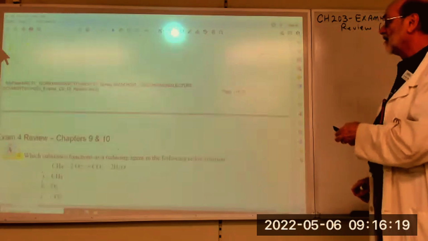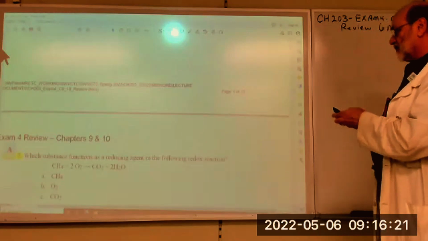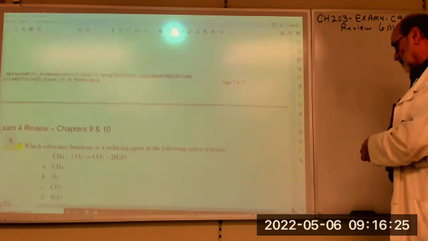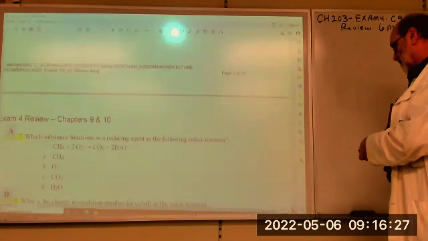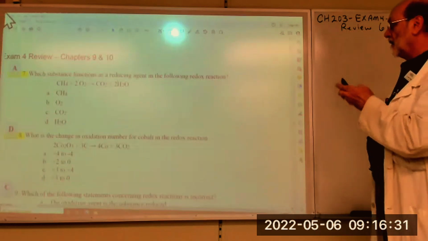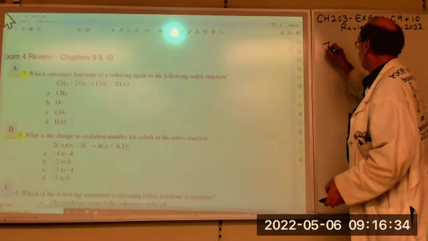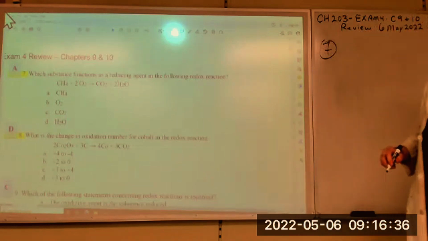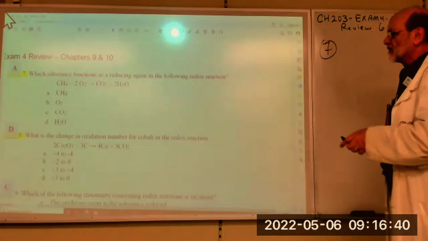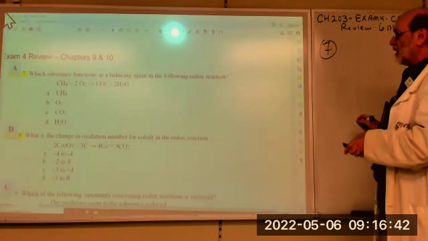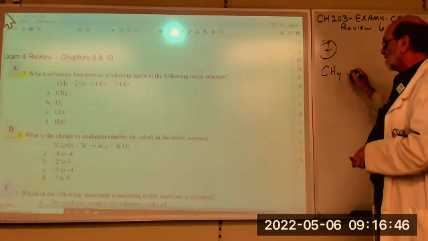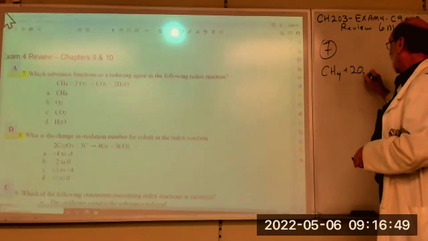Okay, 6 and 7. I'm going to have to get that one over here. Scroll it to. There's 2 of them. And we get those 2. 7. I need to write my numbers larger. They show up better in the video. Which substance functions as a reducing agent in the following redox reaction? So we've got this reaction, which is already balanced for you.